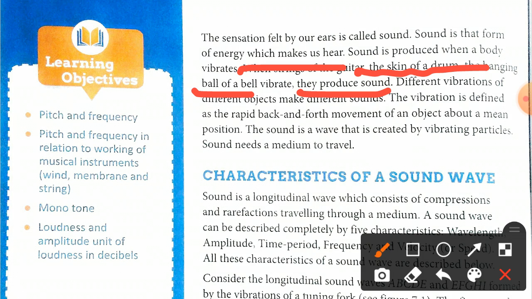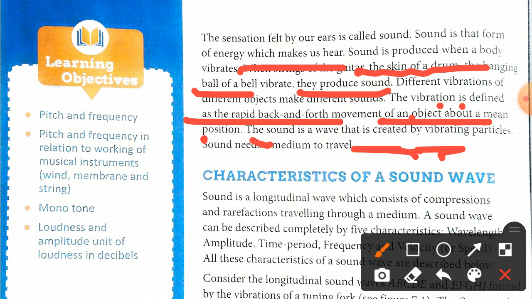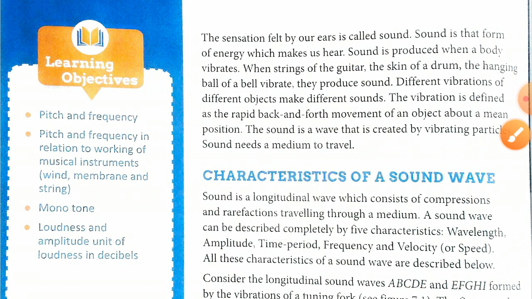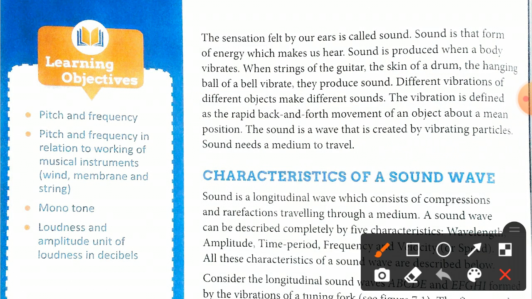Vibration is defined as the rapid back and forth movement, that is, going forward and backward, of an object about its mean position. The sound wave is created by vibrating particles. So sound needs a medium to travel. This is an important line: sound needs a medium. Medium means you can consider it air, water and glass. So this is necessary for the sound to propagate.